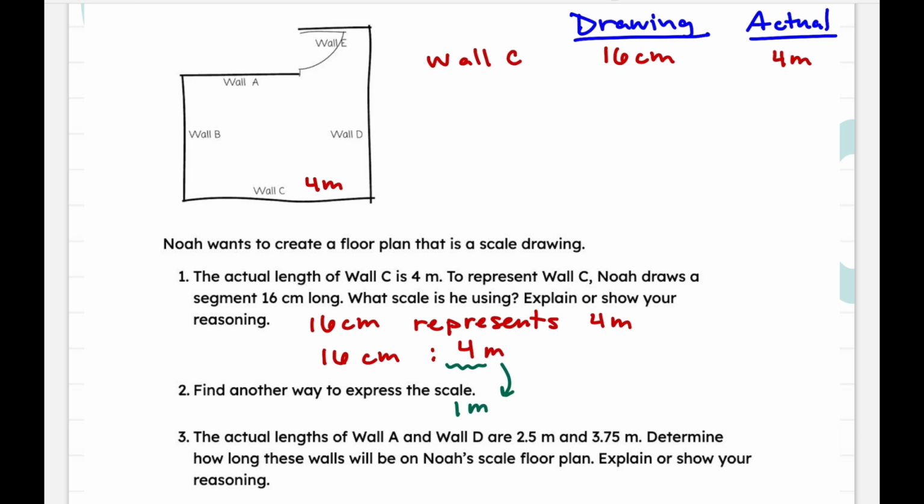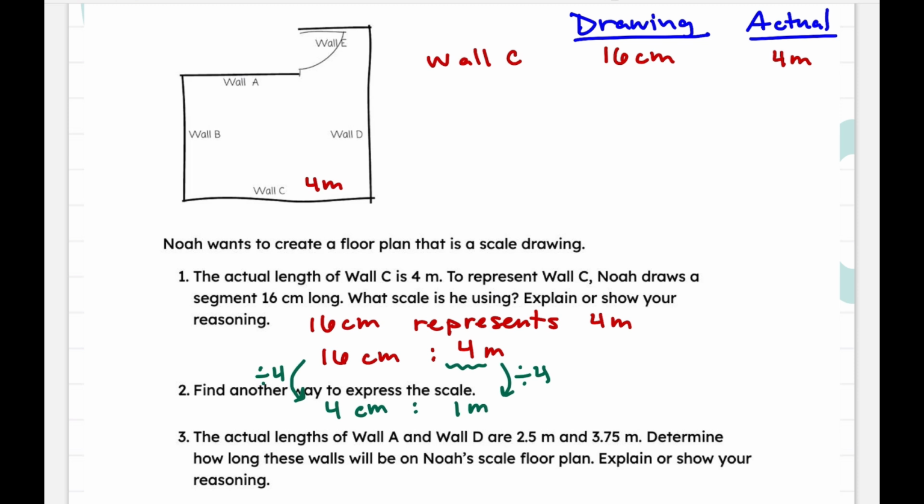4 meters can change to 1 meter by simply dividing by 4. And since we're thinking of this as ratios, let's go back to 6th grade with our ratio thinking. Whatever I do to one part of the ratio, I have to make sure I do to the other part. So I need to make sure I divide the other part by 4 as well. 16 divided by 4 is equal to 4. So another way that I could express this ratio, express the scale, is as the ratio 4 centimeters to 1 meter.